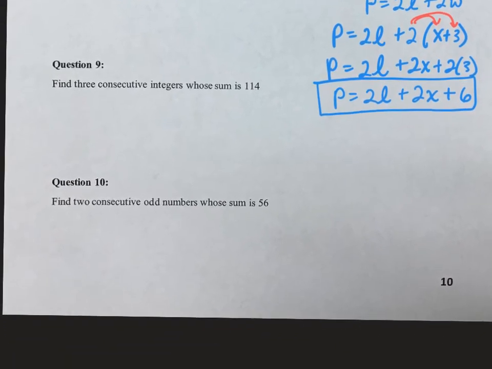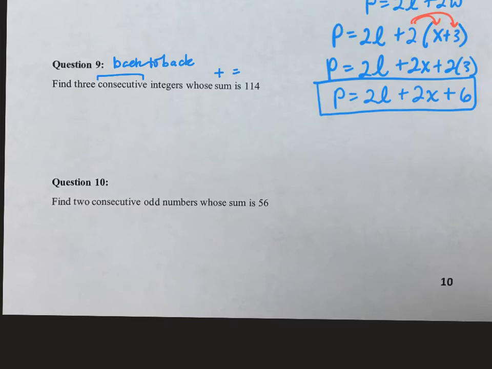Number 9 says, find 3 consecutive integers whose sum is 114. Consecutive means back to back or in a row. Integers are just numbers like 1, 2, 3, 4. And then sum means we add them together. And then is the equal sign.